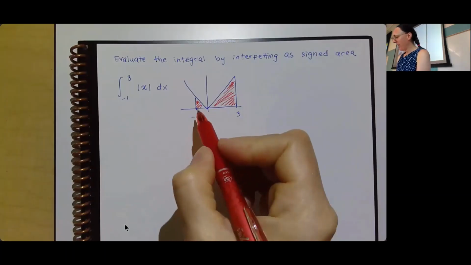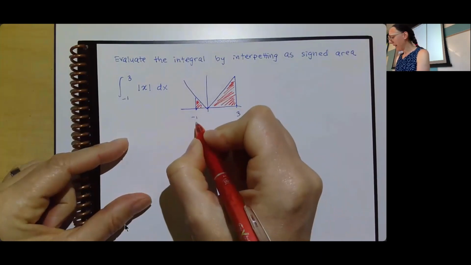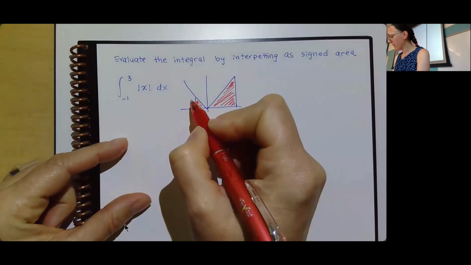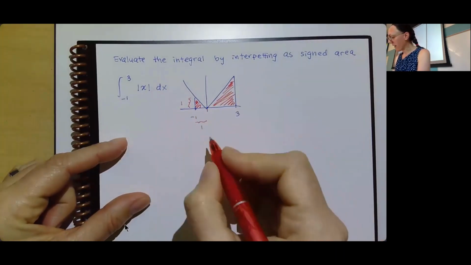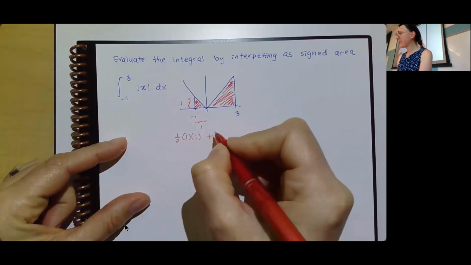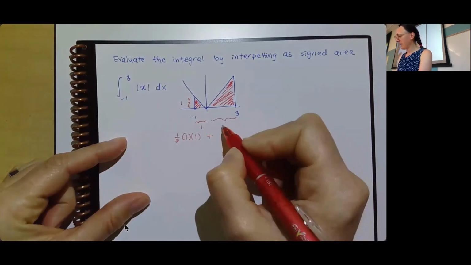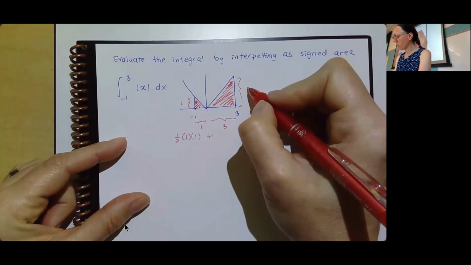Start on this one. This small triangle has a base of 1. What's the height? So I know the area of this triangle is 1/2 base times height. This triangle over here, how wide's the base? And my height, because of the function, is also 3.